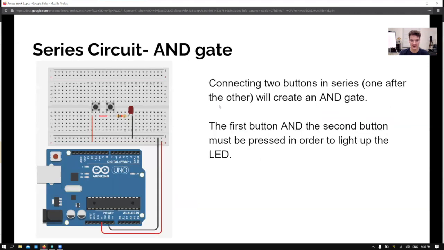So this is a series circuit. So we have an AND gate here. We connect the two buttons in series. You can see here, these are in series, one after the other, and that will create an AND gate. The first button and the second button must be pressed at the same time in order to light up the LED.